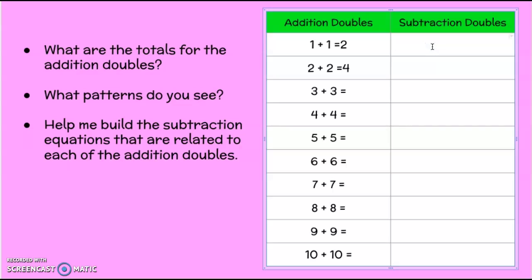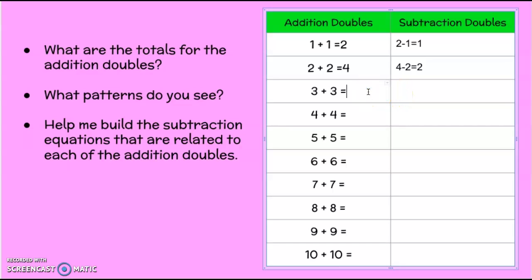Right. So when we're doing subtraction doubles, we have to start with the total, and then the double part is going to be both partners or addends, right? So 2 minus 1 equals 1. Yes. So then help me with 2 plus 2 equals 4. How can we turn that into a subtraction double? Right, start with the 4 minus 2 equals 2. Do you see the pattern?